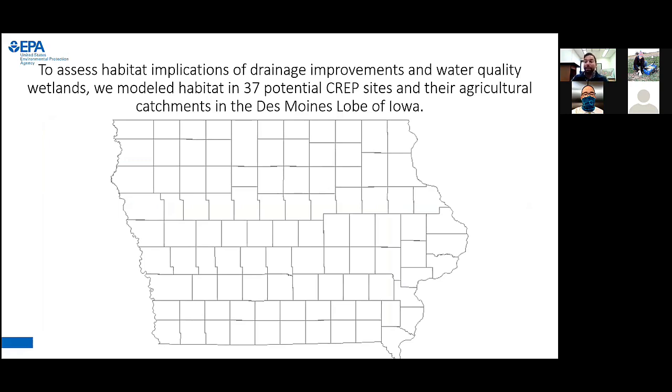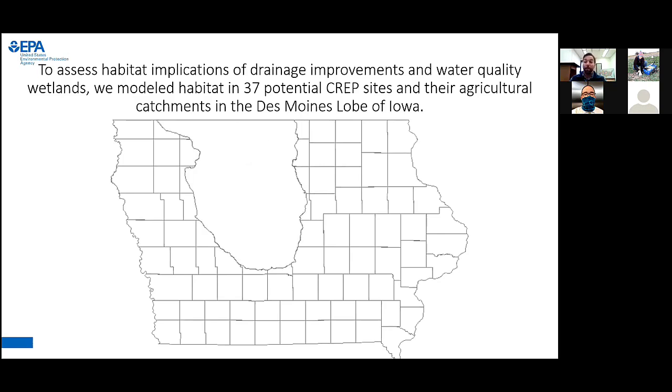So in order to assess the habitat implications of drainage improvements and water quality wetlands, we are studying 37 potential water quality wetland sites and their drainage districts located in the Des Moines lobe of Iowa. And this is being done in partnership with collaborators at Iowa State. The blue areas within the Des Moines lobe shown here are our 37 model catchments and are chosen as sites that are geographically distributed and as potential sites that satisfy the basic requirements for conservation reserve and enhancement program, also known as CREP, water quality wetland sites.